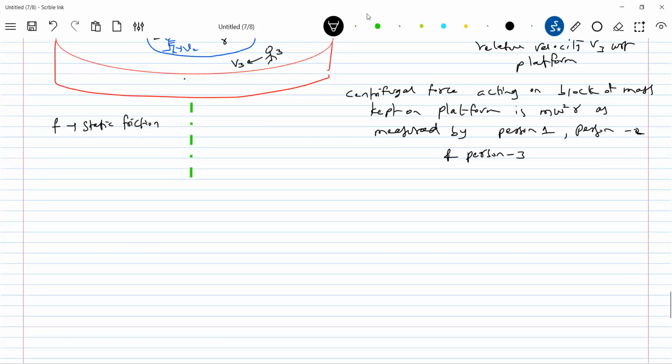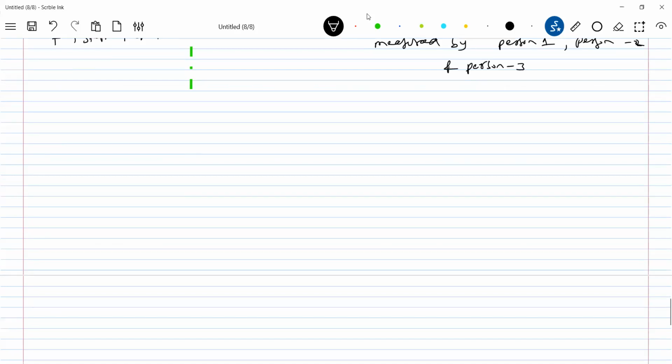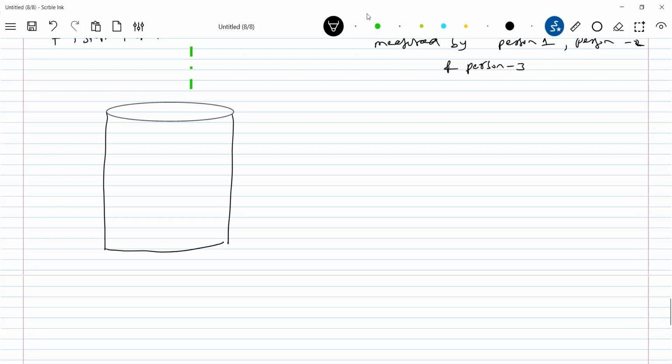Okay, let's take some examples. Sir, we will not accept this. Really, centrifugal force, no such thing. So you do one thing. Let there be a cylinder. Let this be the axis of the cylinder.